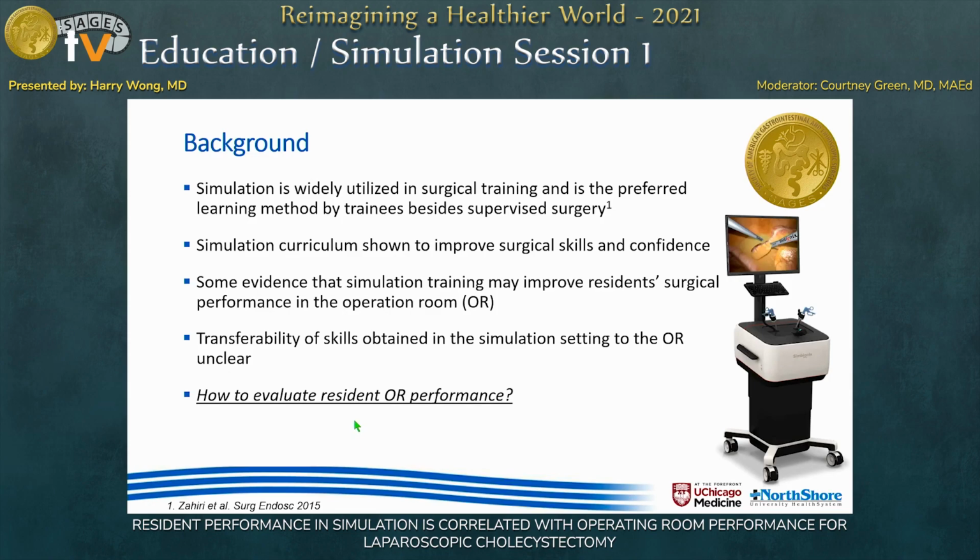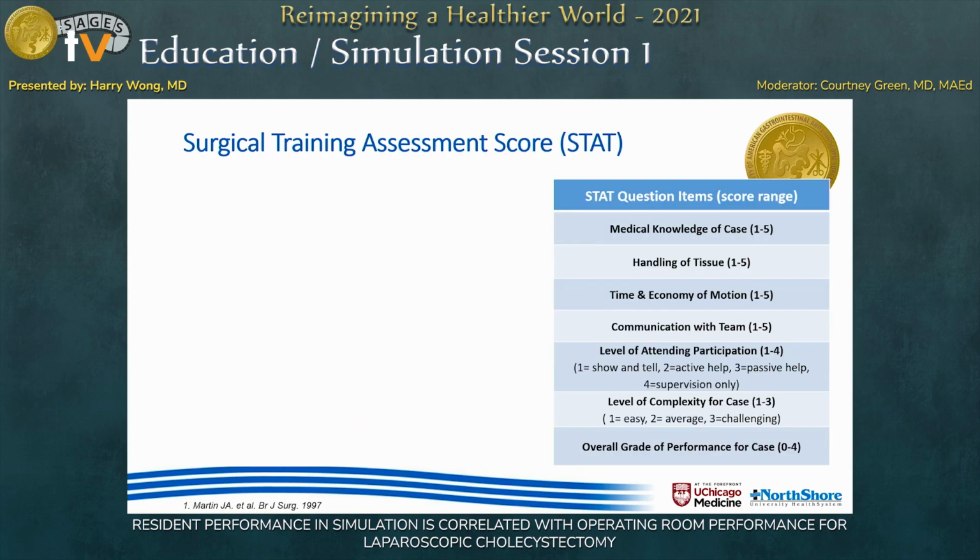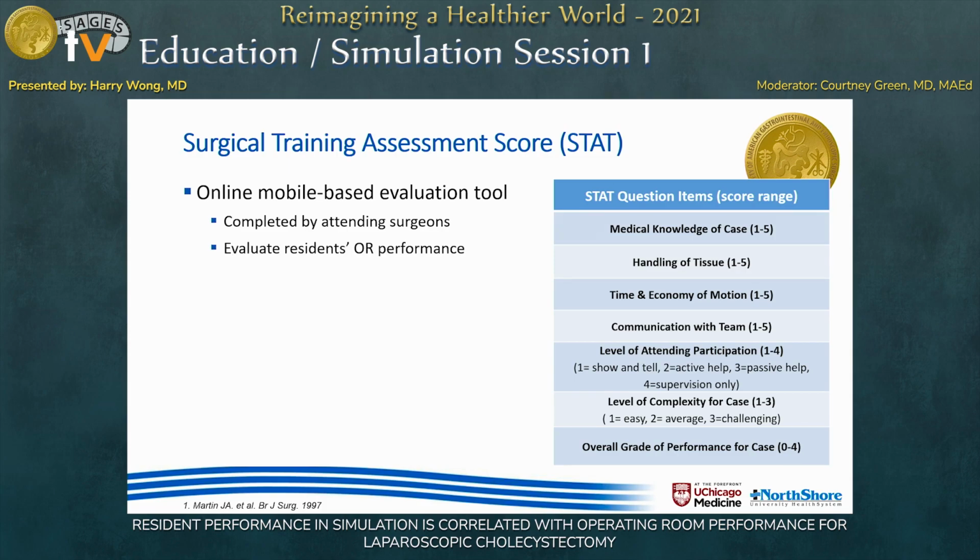So to investigate this, we first wanted to come up with a way to evaluate resident OR performance. At our institution, we developed a tool called the Surgical Training Assessment Score, or STAT. The items are listed on the right there. It is an online mobile-based evaluation tool that's completed by attending surgeons and also the residents immediately after the case to evaluate the resident's OR performance and provide immediate feedback regarding their technical performance.